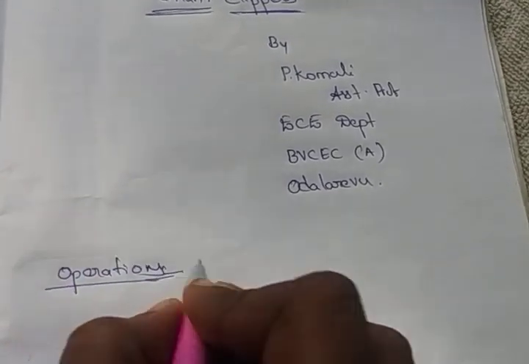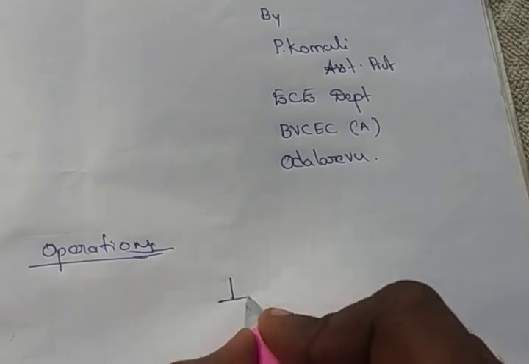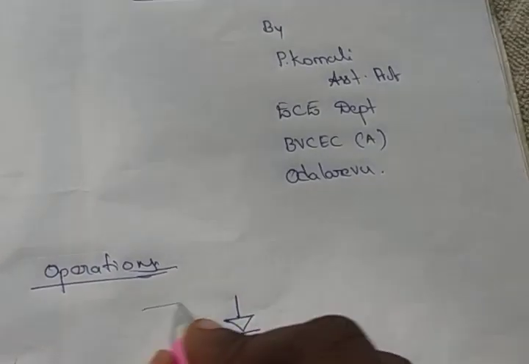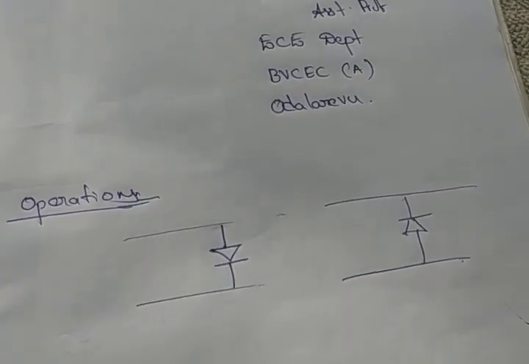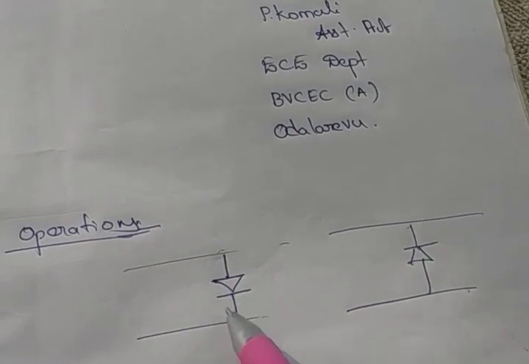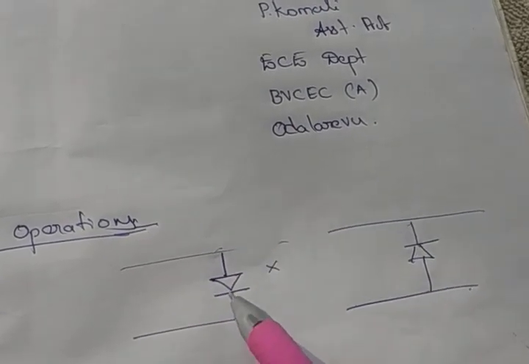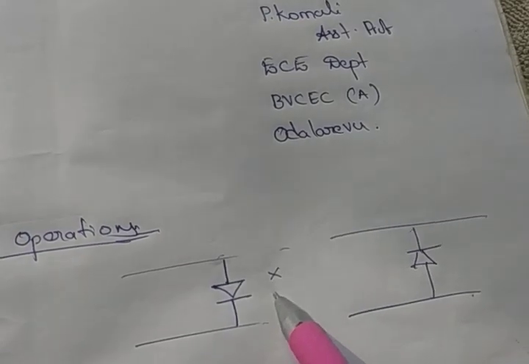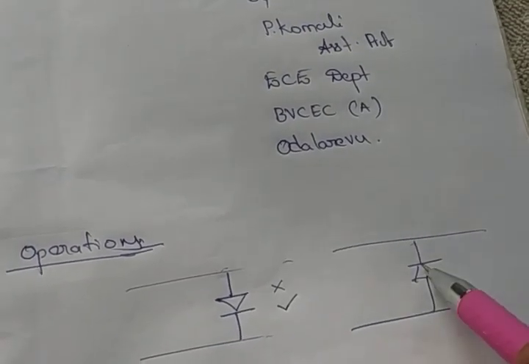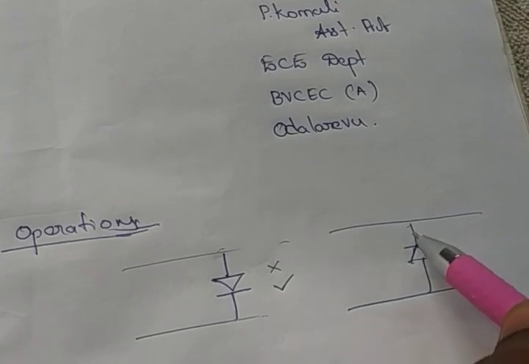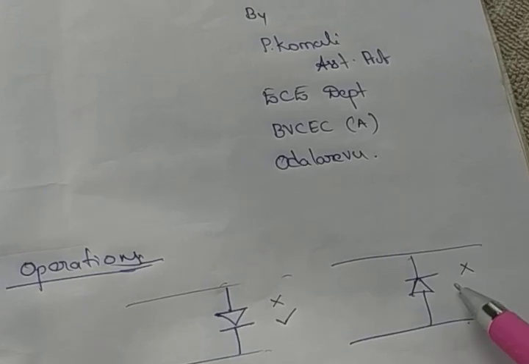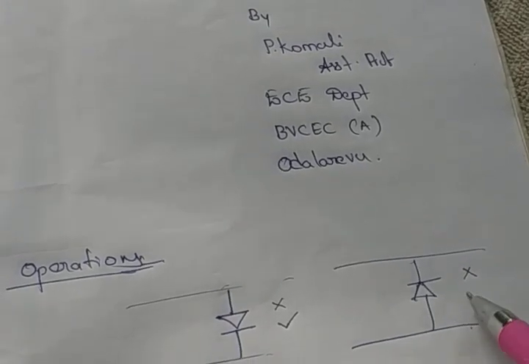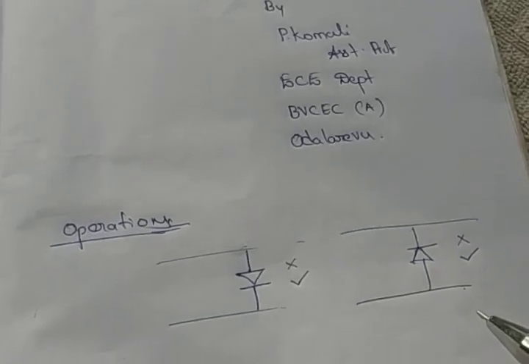The operation will be: here the diode will be connected at the output port. In a series clipper, the diode is connected in either direction. Whenever the diode is in on condition, there will be no output. Whenever the diode is open, then it will have some output. Here also, if the diode is in on state, there will be no output. If it is off, that means it will be in reverse biased condition, and only then do we get the output. That is the operation of a shunt clipper.